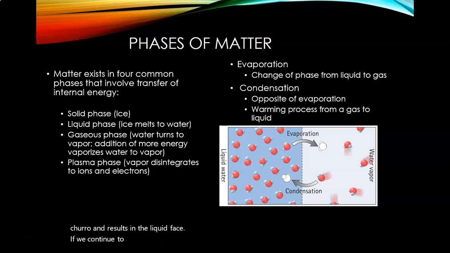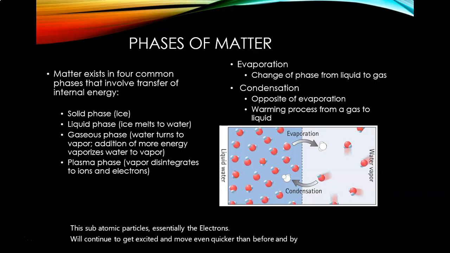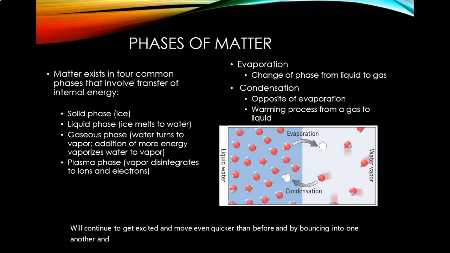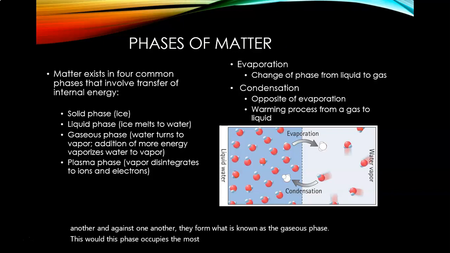If we continue to add heat energy to the liquid phase, the subatomic particles, essentially the electrons, will continue to get excited and move even quicker than before. And by bouncing into one another and against one another, they form what is known as the gaseous phase. This phase occupies the most volume out of the 3 phases we have discussed thus far.